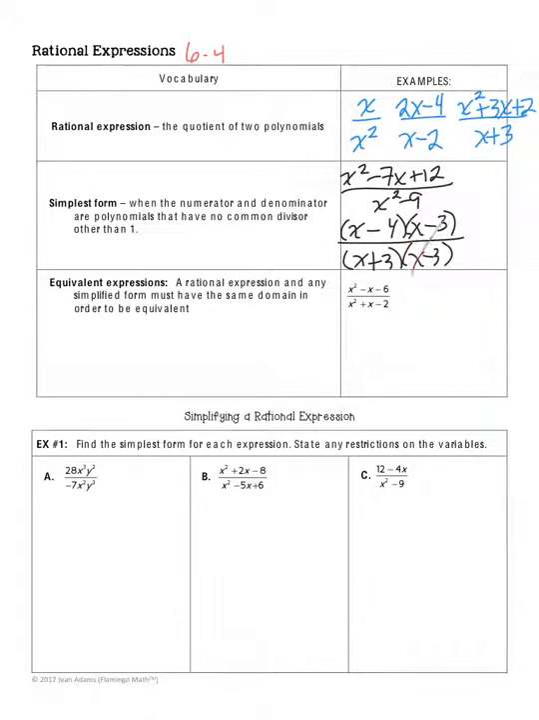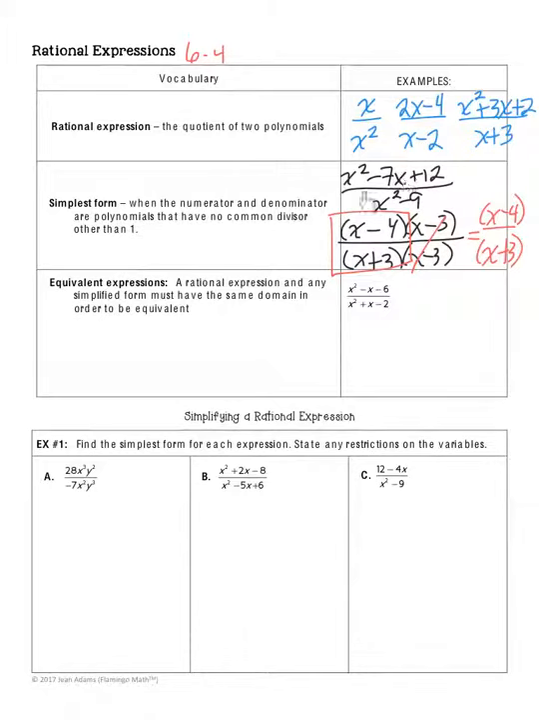And so as we've discussed before, the x minus 3's could cancel, and you're left with this as your answer. So your answer would be x minus 4, all divided by x plus 3. So that's considered in simplest form. All common factors have been divided out.